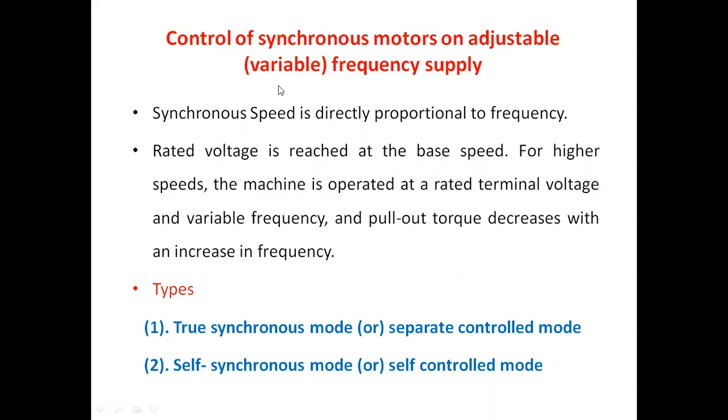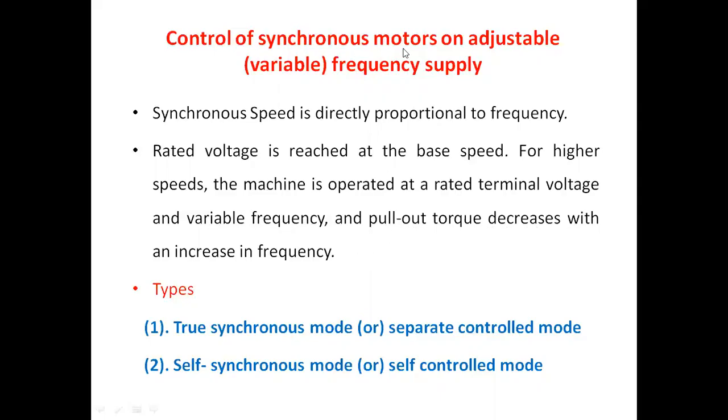So, we know the basic relation between synchronous speed and supply frequency, Ns equals 120F divided by P. So, the synchronous speed is directly proportional to supply frequency. At rated voltage and rated frequency, the synchronous motor drive is operating at base speed. For high speeds, the motor is operated at rated terminal voltage and variable frequency supply. While increasing the supply frequency, the pull-out torque decreases. So the pull-out torque is inversely proportional to the supply frequency.